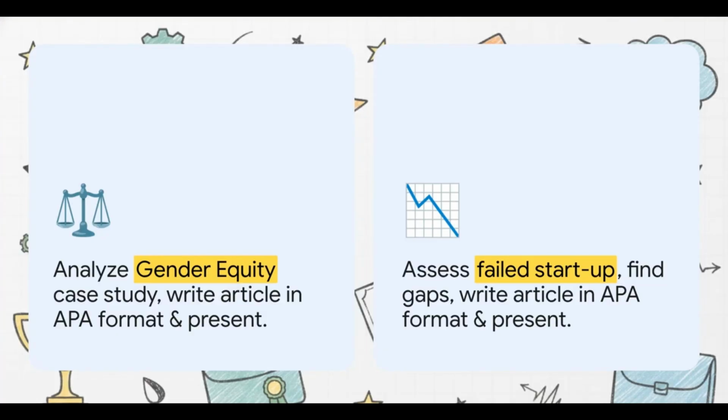For this 10-mark activity, you have a really fascinating choice to make. You can either analyze a case study on gender equity and inclusivity, or you can dissect a failed startup to identify the exact gaps that led to its ruin. But regardless of which topic you choose, the mechanical demands are identical, and they are rigorous. You have to write a formal solution-based article in strict APA format, and then you have to stand up completely alone and present your findings to an audience. This right here is the perilous tip of that inverted pyramid.